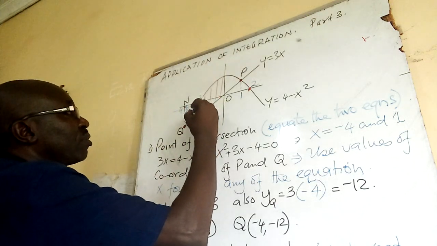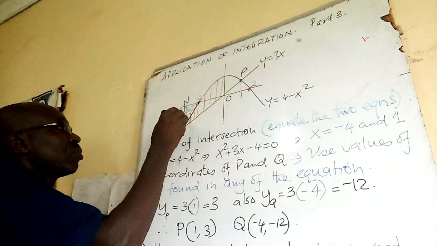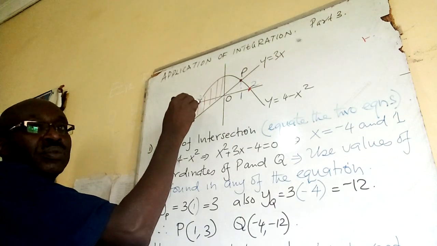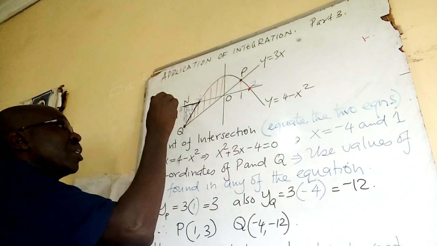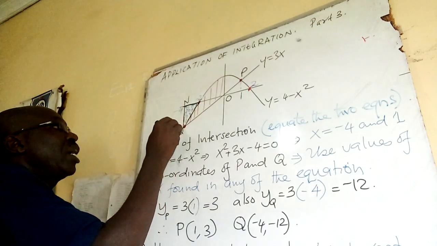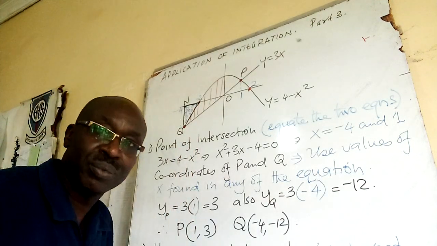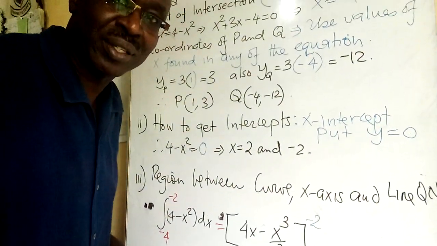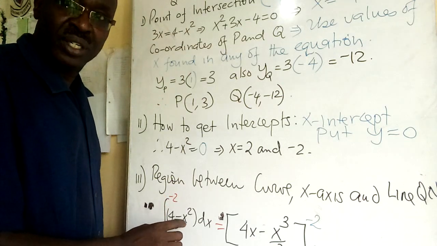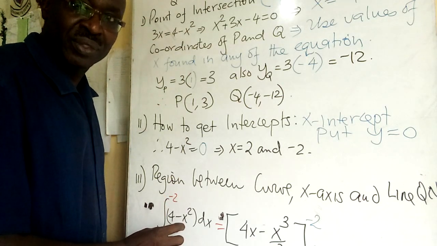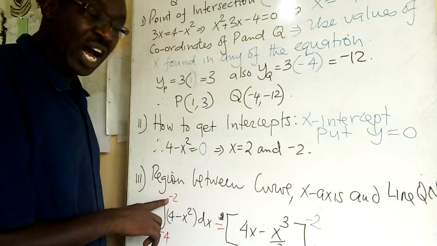Between the curve, this is the curve. Then the x-axis. Then the line QN. It is not a triangle because this part is a curve. So what do we do? Go back. What do we do here? We integrate that curve with the ordinates at -4 and at -2.